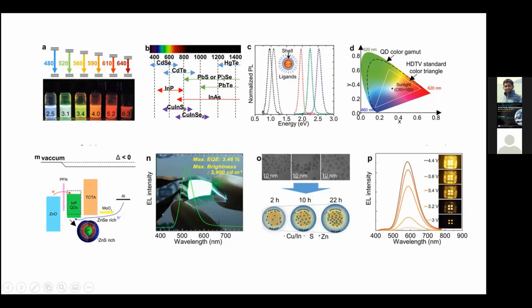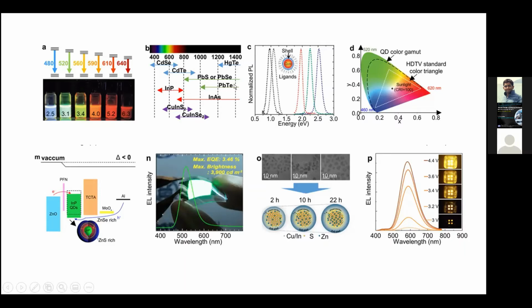These are the lead sulfide or lead selenides, so it can go up to 800 to 1,400 nm in the IR, so you can have an IR detector from these quantum dots. It will be based on night vision camera technology. And another quantum dot is a III-V, like indium phosphide. It falls in the visible region.